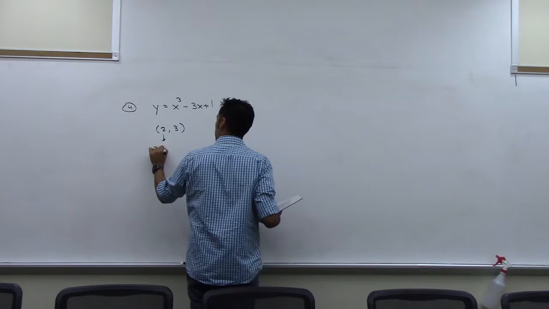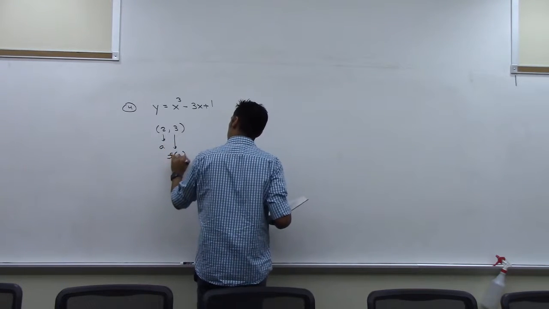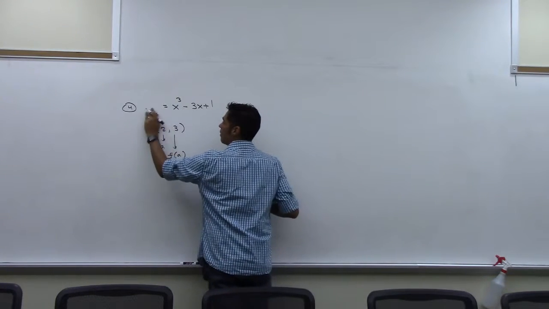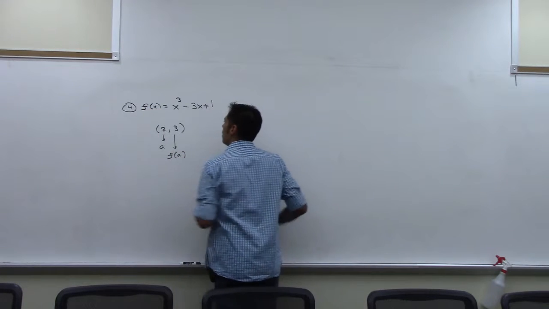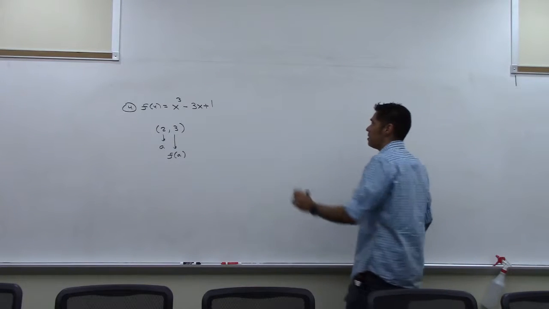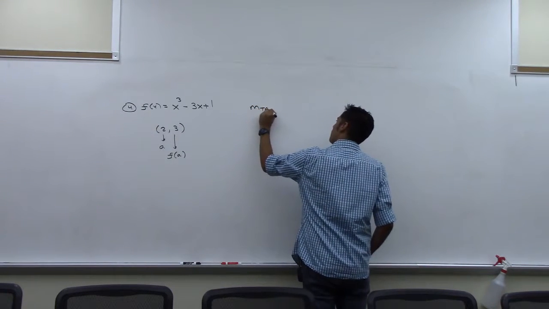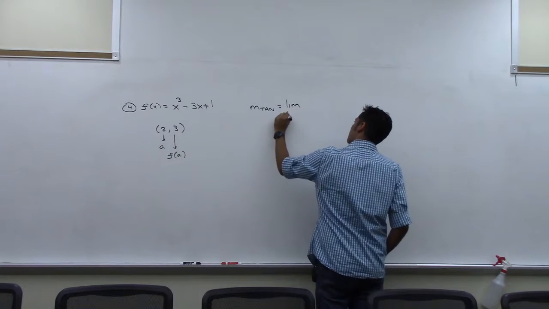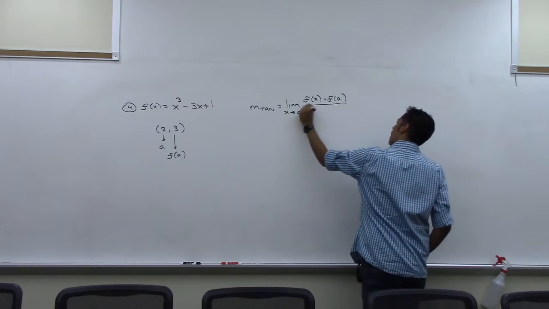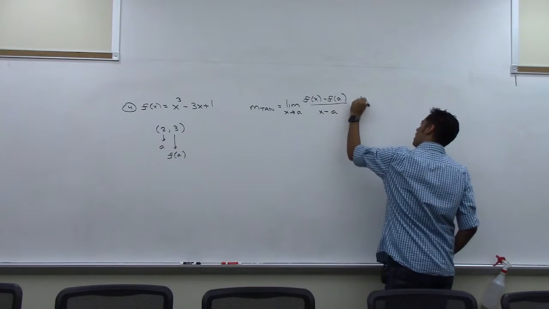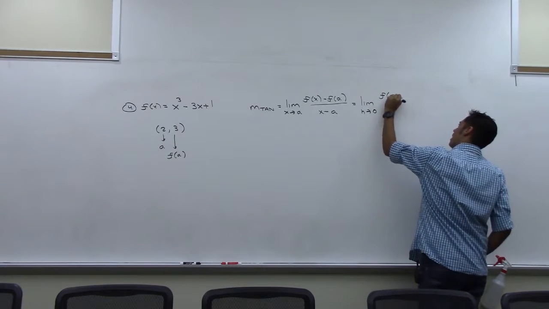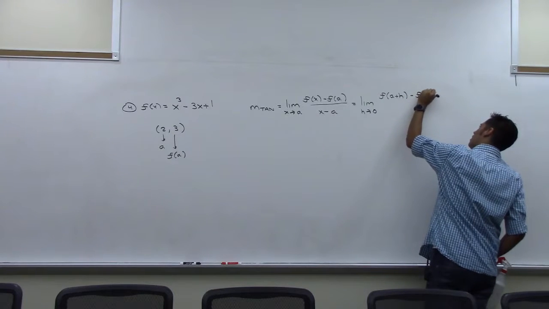So let's keep in mind that this is a, this is f of a. I'm going to first start out by saying, forget this, I'm going to call this f of x. And they are not telling me which formula to use, so it's up to me. I know that the slope of the tangent line is either the limit as x goes to a of f of x minus f of a over x minus a, or I can also say it's the limit as h goes to 0 of f of a plus h minus f of a over h.